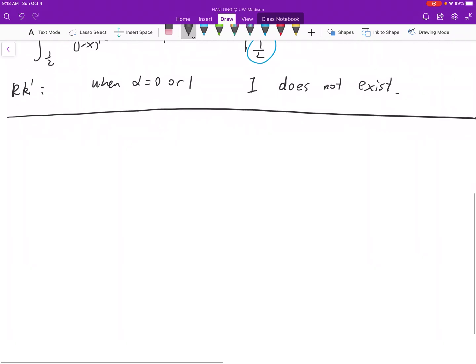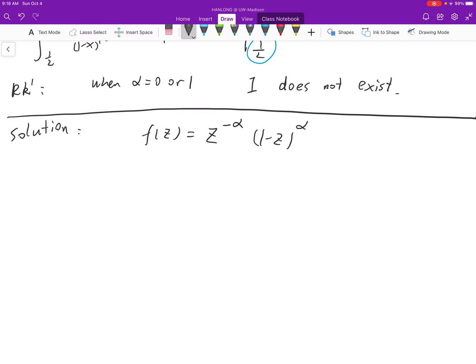Okay, now let's solve this problem. Solution. First, we fix the function f(z), which is z to the minus alpha times (1 minus z) to the minus (1 minus alpha). Or, if you would like, you can write alpha minus 1, but I would like to keep it as this.